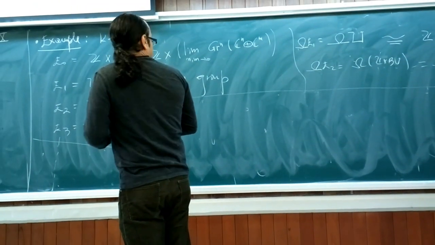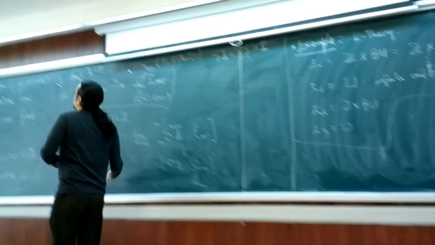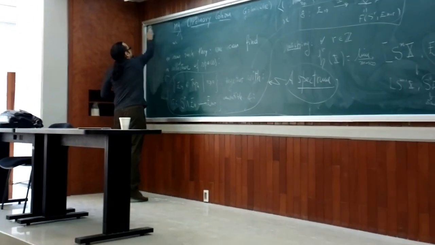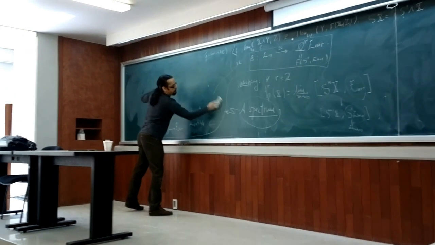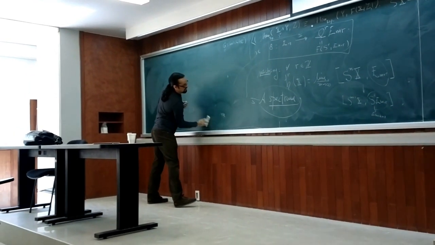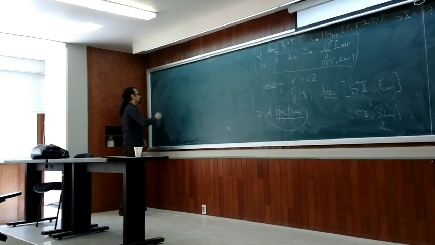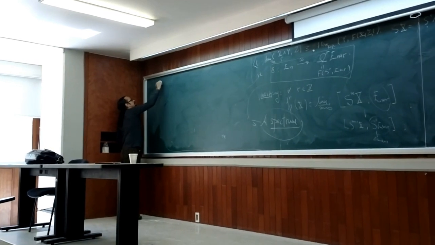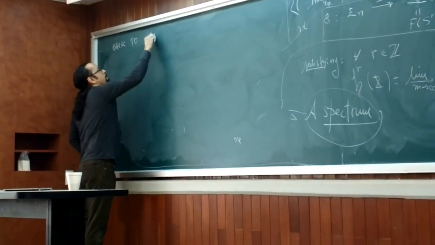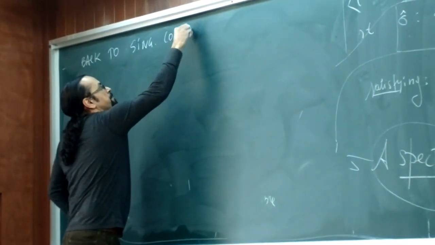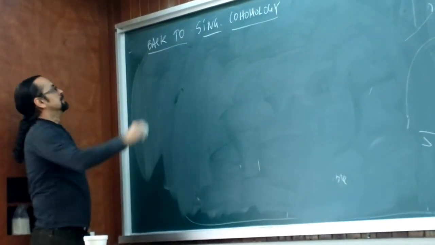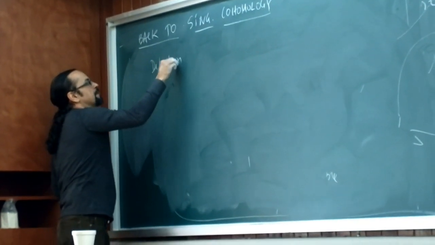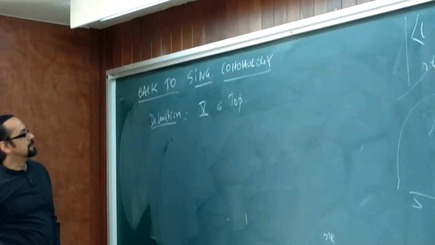So now let me go back. No, let me start over there. Let me go back now to what I had before. And so an example, so let's get back to singular cohomology. So now let me introduce the definition. If you have X a space, and again, let's think about a CW complex, for example.